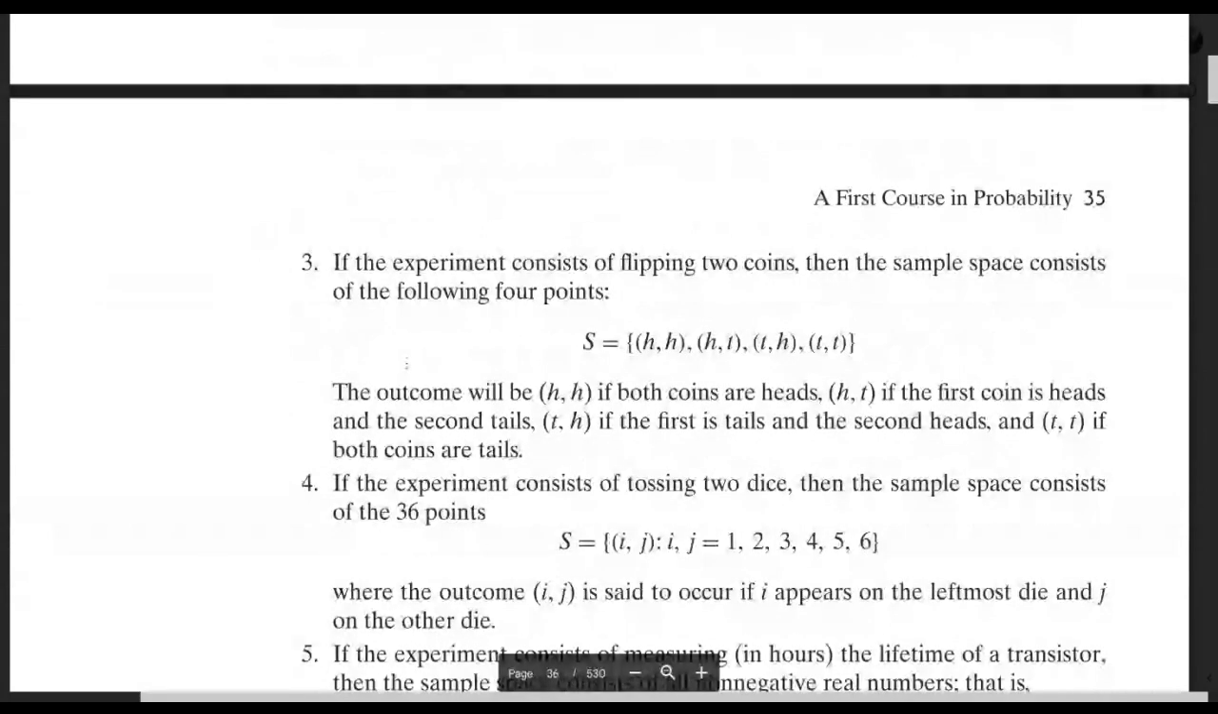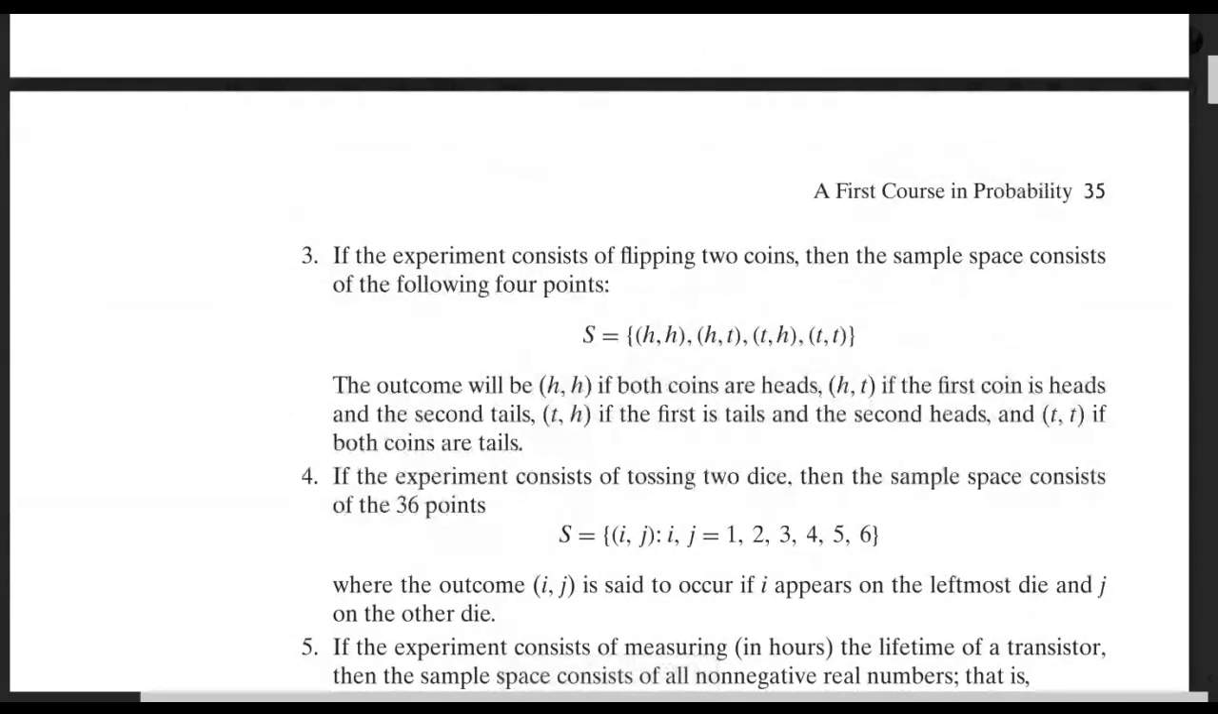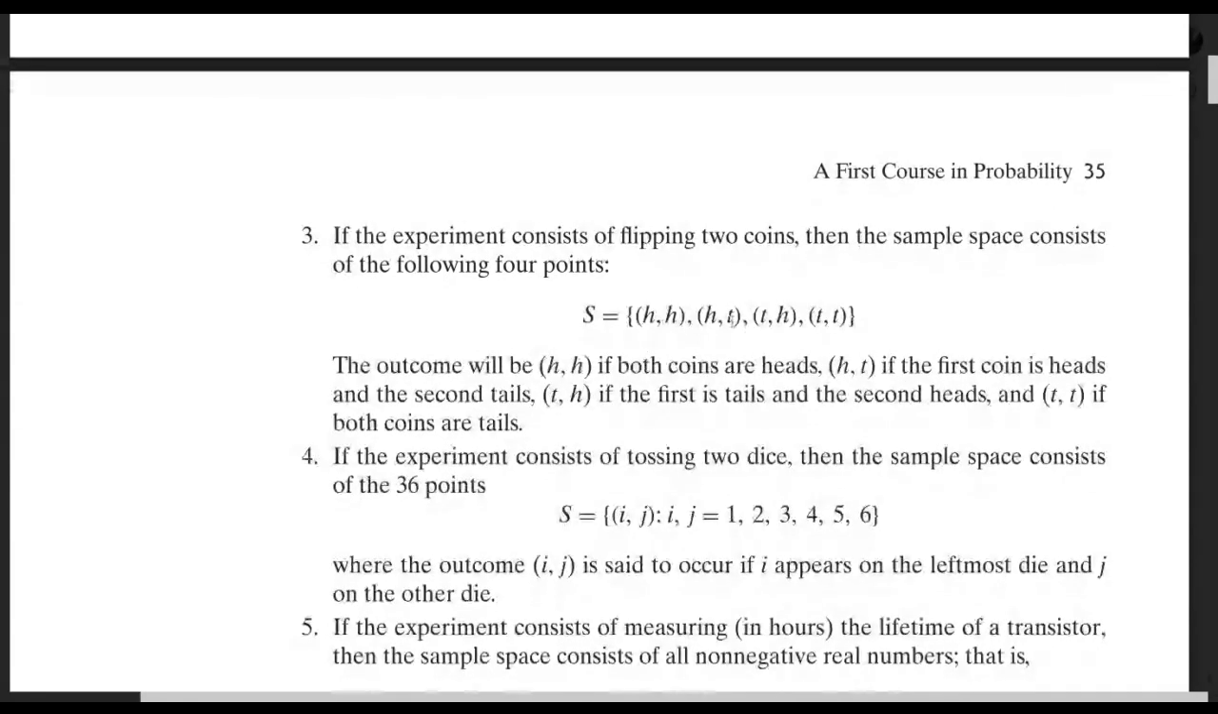Three, if the experiment consists of flipping 2 coins, then the sample space consists of the following 4 points. What does T represent? Tail. We usually use a capital letter. So we have a head, so both land as heads. Then one is a head, one is a tail, or one is a tail, one is a head, or both are tails. If we flip 2 coins, the result could be these 4 outcomes. So the sample space basically is a set of all outcomes.